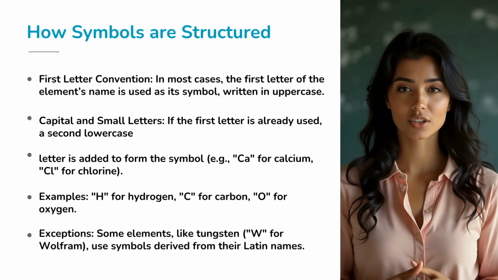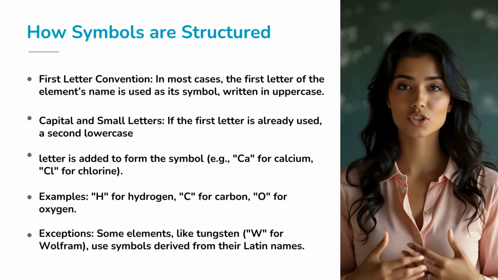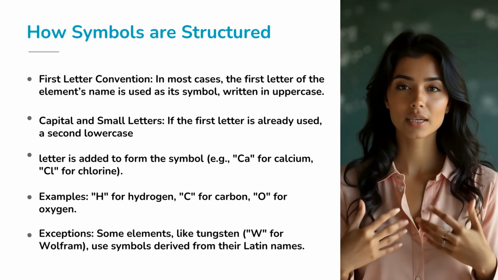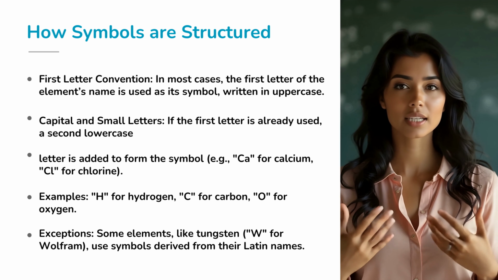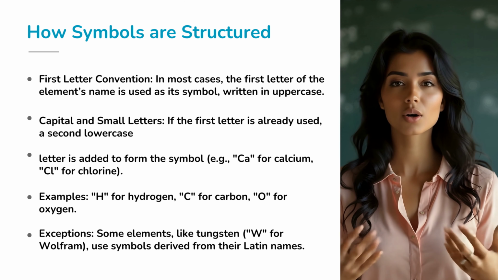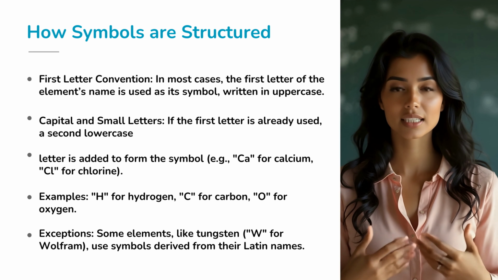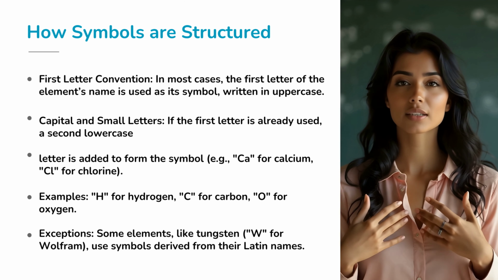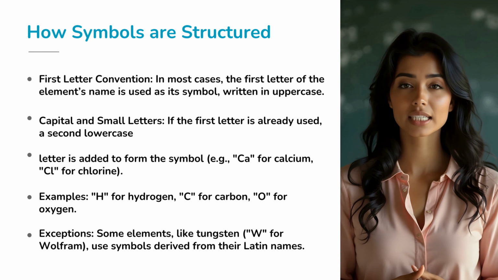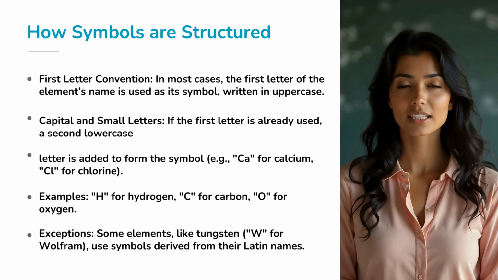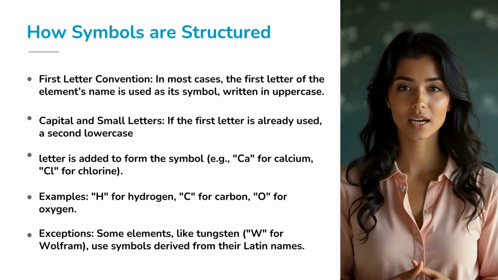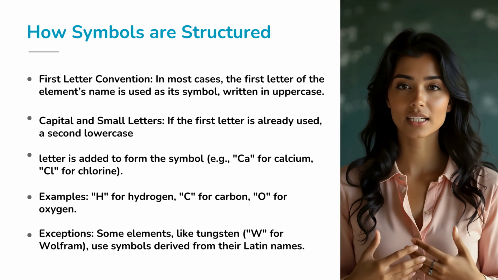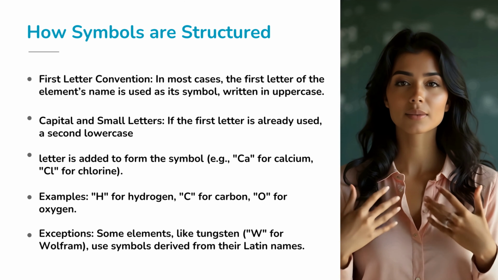Let's take a closer look at how these symbols are actually constructed. In most cases, the symbol for an element comes from the first letter of its name, and we write it in capital letters like C for carbon. But if that first letter is already taken, we simply add a lowercase letter. For example, calcium is Ca and chlorine is Cl.